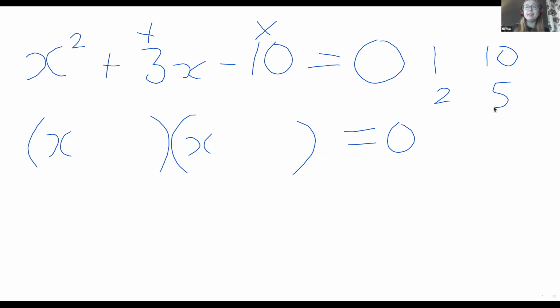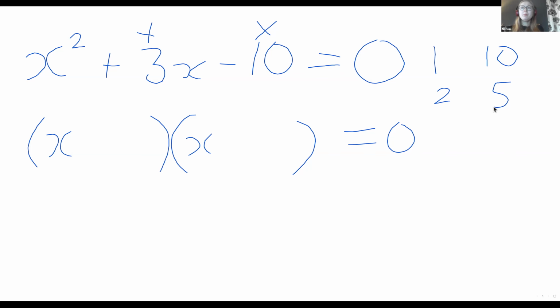Well, the 10 is negative, which means one of the numbers must be a positive and the other one must be a negative. Remember, if the signs of the two numbers I'm multiplying are the same, then the answer will be positive. If they're different, then the answer will be negative. A positive times a negative gives a negative. It's the only way we can get a negative number by times it.